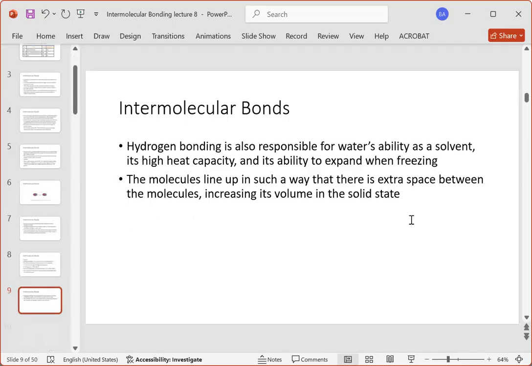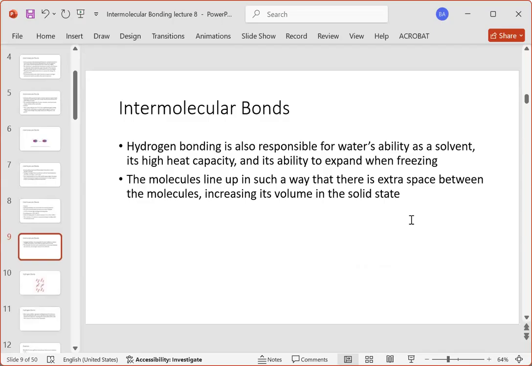So hydrogen bonding is a very strong bond that occurs between nitrogen, oxygen, and fluorine, those three types of atoms. So hydrogen bond is also responsible for water's ability as a solvent, its high heat capacity, and its ability to expand when freezing. So when they freeze, they expand. When they expand like that, remember, density drops, because density is mass over volume, and then the volume becomes bigger.